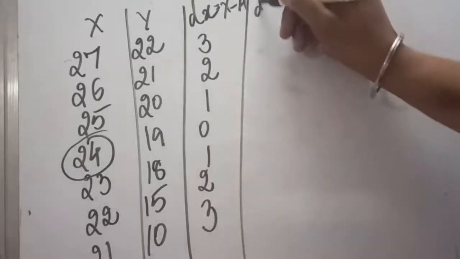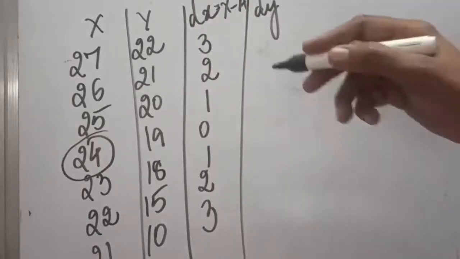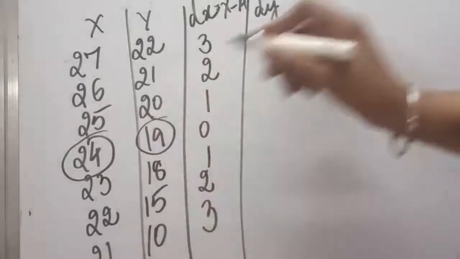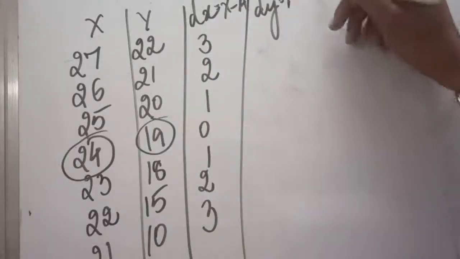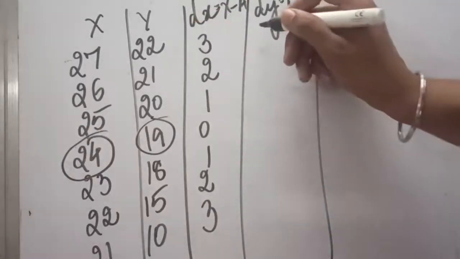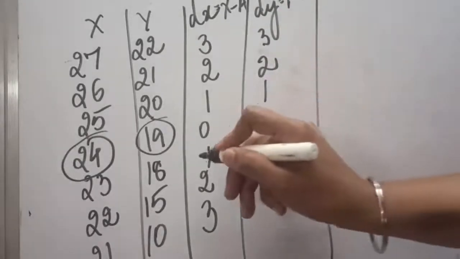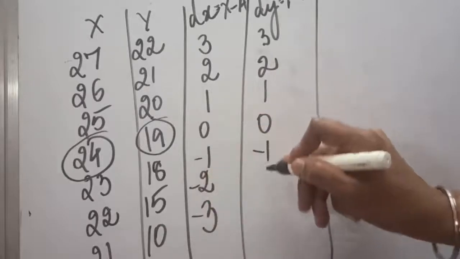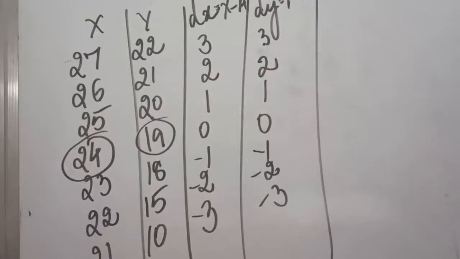Next will be dy. The same we will do with the y series as well. For example, I take 19 to be the assumed mean. So again it will be y minus a in place of x. So 22 minus 19, it will be 3, 2, 1, 0. Sorry, here also it will be minus. So minus 1, minus 2, minus 3. Like this you can take any assumed mean.